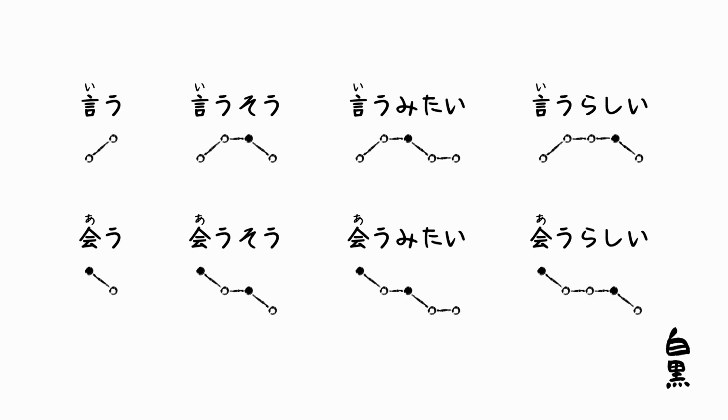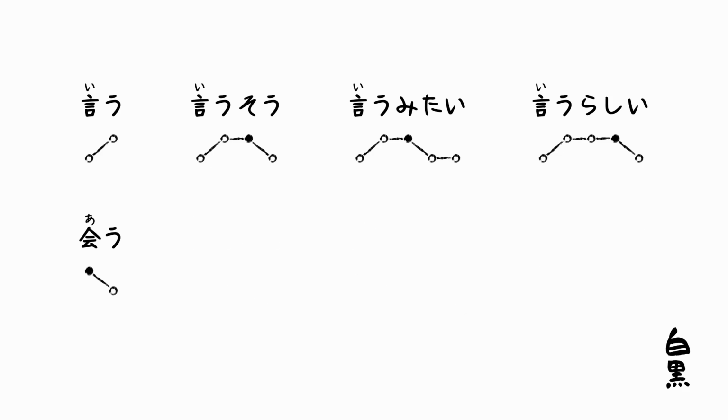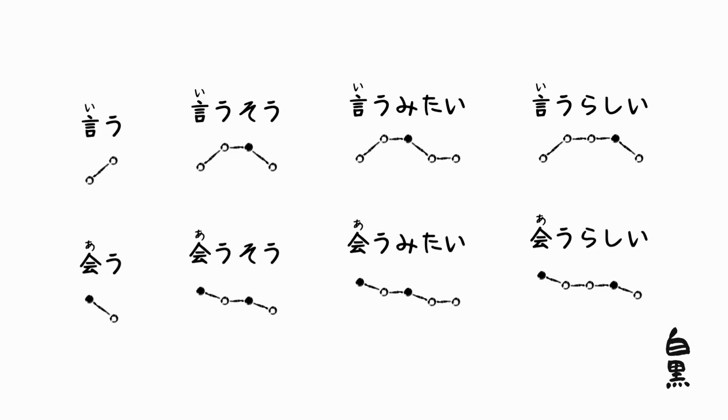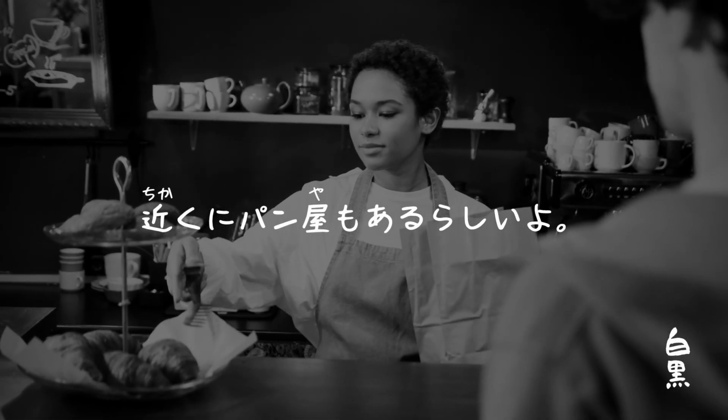Under normal speed and calm emotion, the overall pitch range tends to even out, regardless of whether the verb has a pitch accent nucleus or not. Like, 言うそう、会うそう、言うみたい、会うみたい、言うらしい、会うらしい。At this point, we should all be able to correctly read the sentence from the beginning of this video.